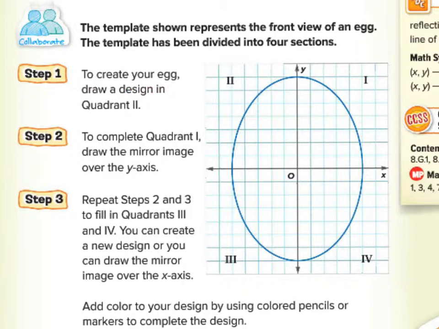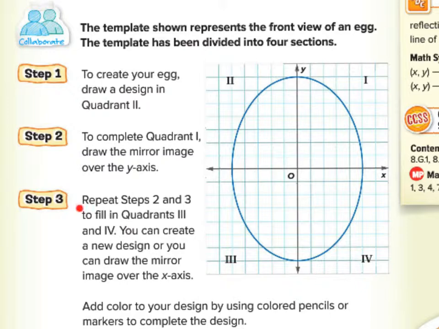Step 1, to create your egg, draw a design in quadrant 2. So here we go. So we have quadrant 2, we draw a design, almost covering a quarter or so of the quadrant. To complete quadrant 1, draw the mirror image over the y-axis. So we're going over the y-axis. So if we're going to move in this direction, we have to change our x coordinates. We have to make them all the opposite because we're going from here all the way across to the x. But our y remains the same because we're still moving up in the positive direction. Okay?